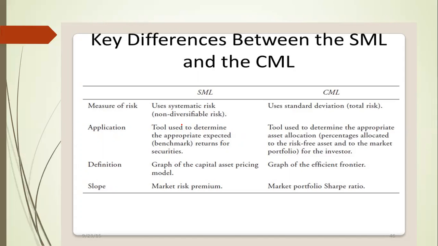For investors, definition-wise, SML is the graph of the capital asset pricing model, and CML is the graph of the efficient frontier. The slope of SML is the market risk premium, while for CML it is the market portfolio Sharpe ratio. So these are the differences between SML and CML.